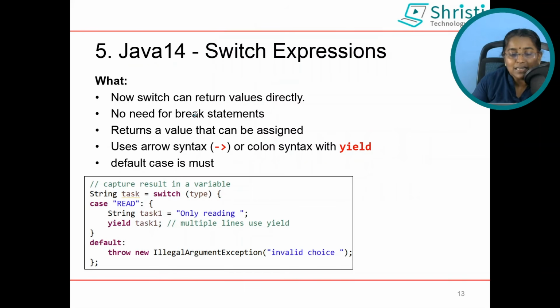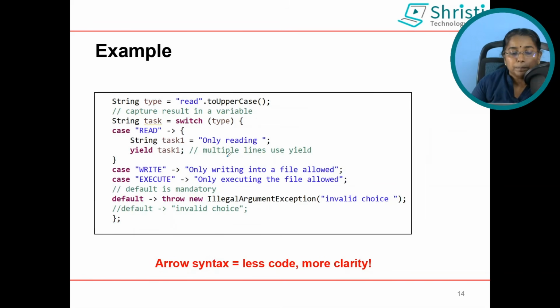So now let us see it again. Switch can return values. You don't need break statements. Your return value can be assigned either using the yield keyword or you can use the arrow. Default cases are a must in the case of switch expressions. Now let us see a proper example. I am having a string, converting it into uppercase, passing the string in switch. We are having cases. How many cases? 1, 2, 3 case statements and 1 default which is mandatory.